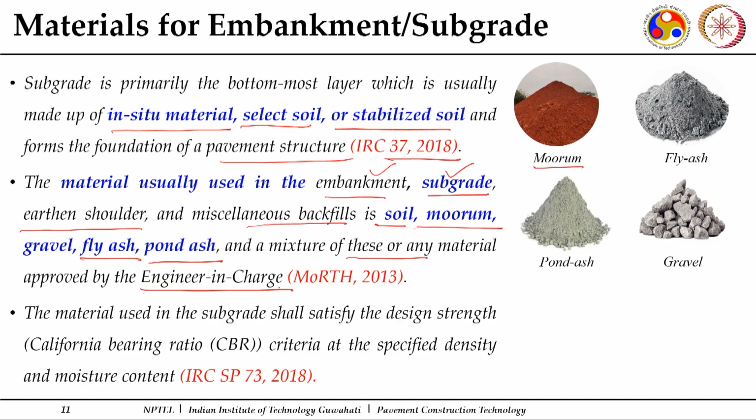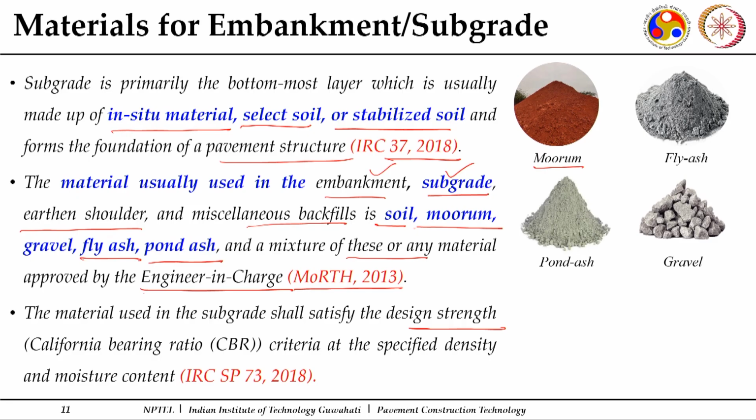Finally, this has to be approved by the engineer in charge. This combination cannot be used directly without prior permission from the engineer in charge of the project. And how will he give the approval? He will give the approval on the basis of the specifications which are available. The material used in the subgrade shall satisfy the design strength criteria. Say one criterion is the strength, and many codal specifications specify the strength in terms of the California bearing ratio.